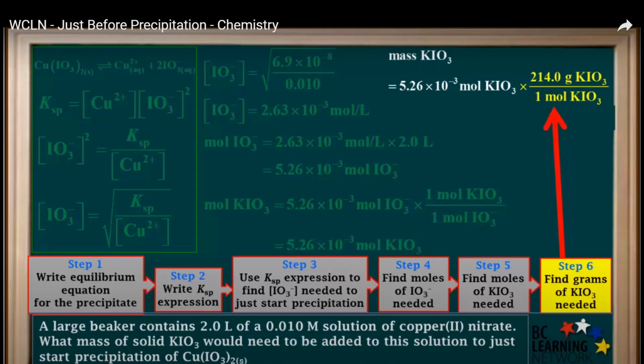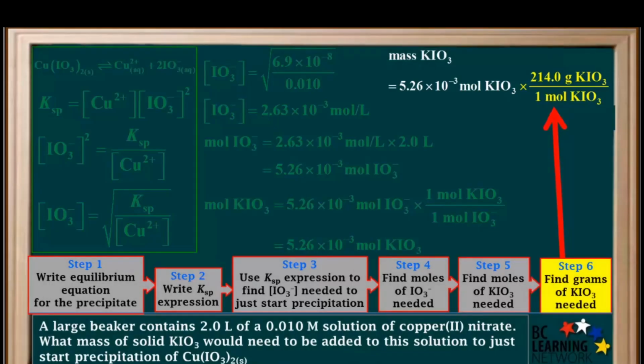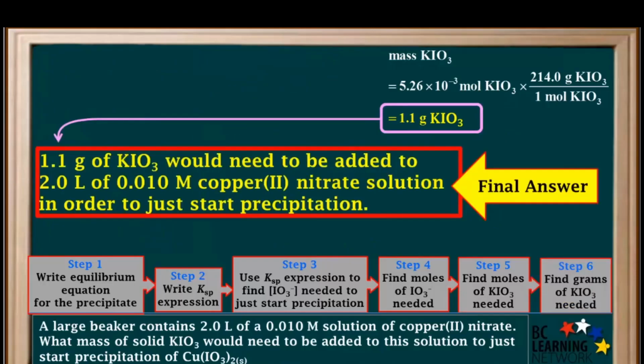Notice the moles of KIO3 will cancel out, and the final answer comes out to 1.13 grams of KIO3. Some of the values we used in this problem were only two significant figures, so we'll need to round our answer to two significant figures, which is 1.1 grams of KIO3. So we can say that 1.1 grams of KIO3 would need to be added to 2 liters of 0.01 molar copper 2 nitrate solution in order to just start precipitation.